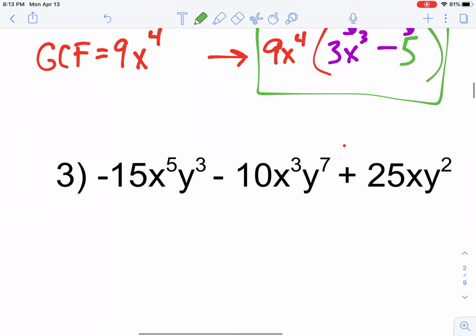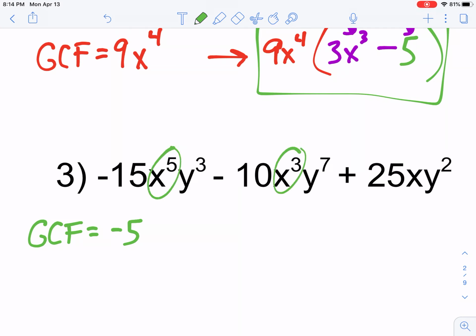I'm going to do this one real quick. The GCF of 15, 10, and 25. And now, actually, look at this. Some of them are negative. So our GCF is actually going to be negative 5. Okay? Negative 5. That's the number that's common in all of them. And then how many x's do they have in common? Well, we have x to the 5th, x to the 3rd, and x. So basically, they only have 1 in common.